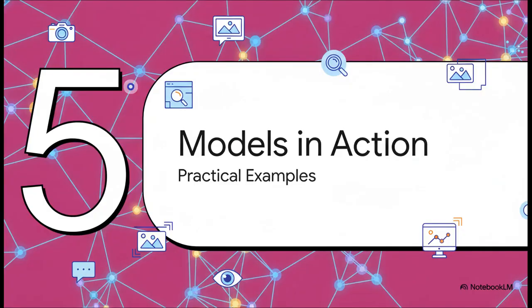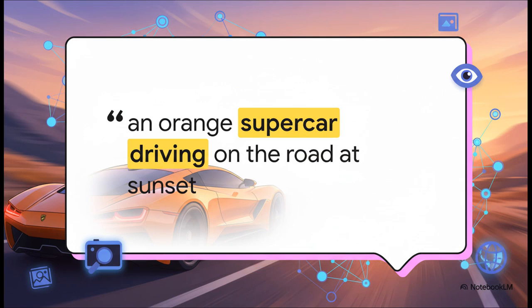Okay, that's a lot of theory. So let's make this more concrete and look at what these models can actually do. We'll check out a couple of examples to really see this technology in practice. The most basic application is just simple image captioning. You give the model a picture, and it spits out a sentence describing it. And as you can see here, you give it a photo of a supercar, and it generates a perfectly accurate and descriptive caption. This is the foundation for a lot of other tasks.